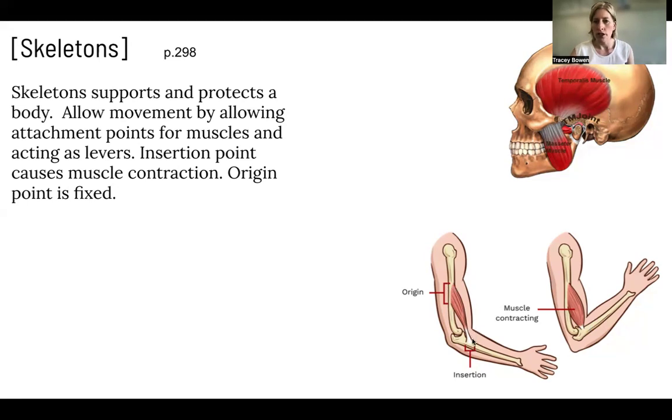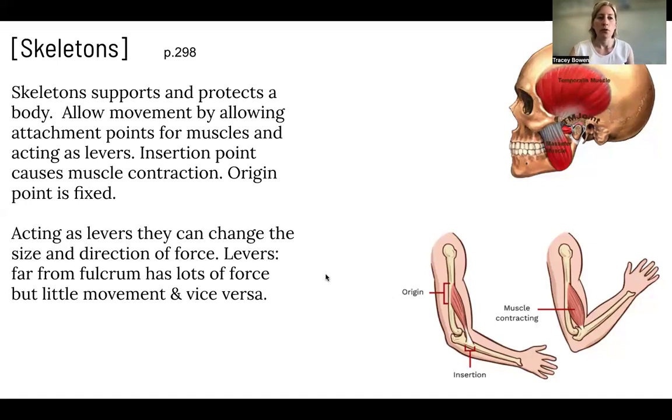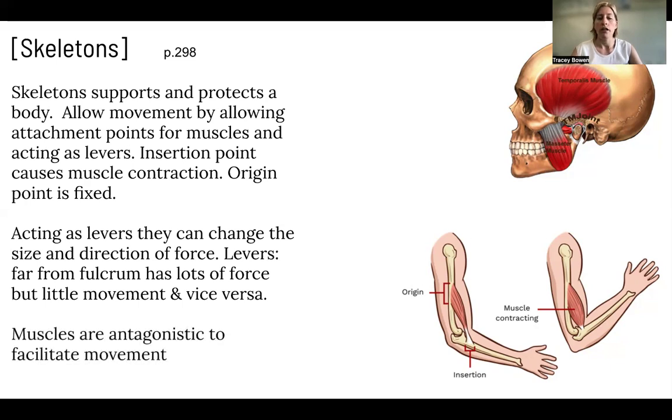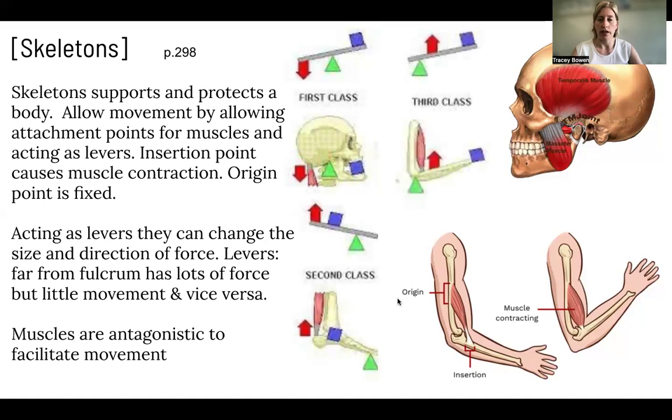But the origin is where the movement is not happening from. The insertion is where the movement happens from. And so your bones act as levers, and they can change the size and direction of force. Levers that are far from the fulcrum have a lot of force but little movement, while the vice versa is also true. If they are close to the fulcrum, they have more movement but less force. So muscles are antagonistic to facilitate movement, and we have three different classes of levers.